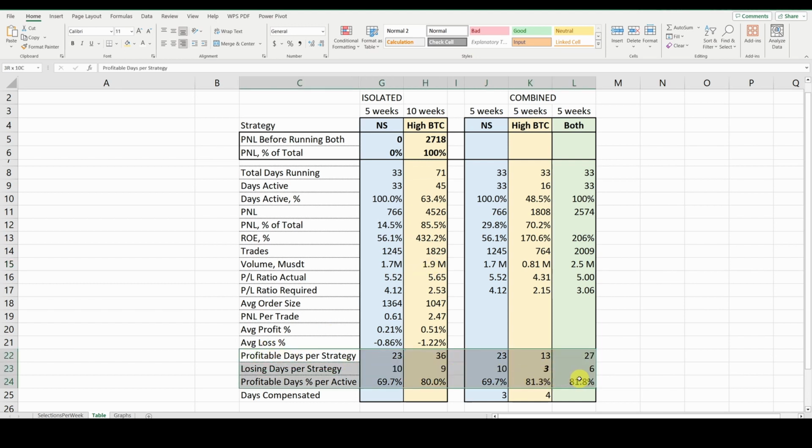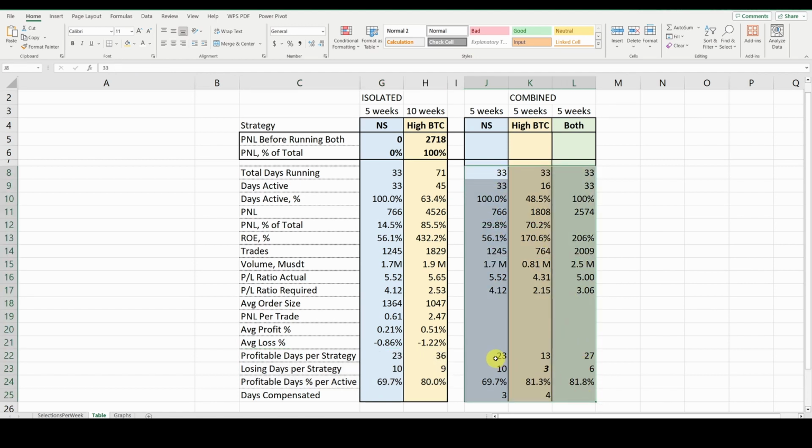Do these strategies actually support each other? So during the concurrent run, the flat strategy was profitable on 70% of the days, 23 out of 33. The high Bitcoin strategy was profitable on 81.3% of active days, 13 out of 16. But put together, they were profitable on 81.8% of the days, 27 out of 33. So the combined metric is yet again an improvement over each individual strategy.